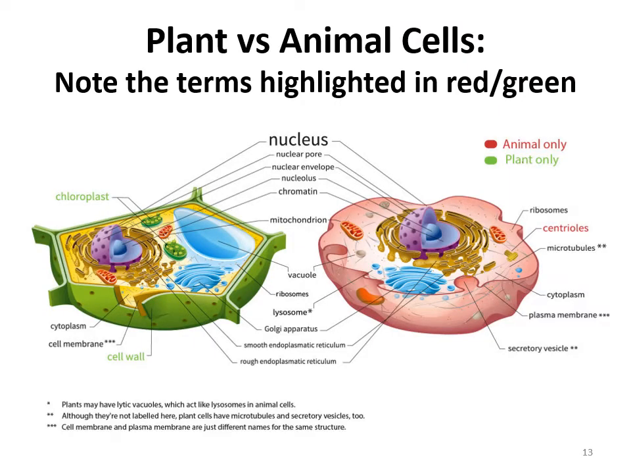Now, this slide here is to help you visualize some of the differences that we've been talking about between plants and animals, and they highlight in green versus red some of the differences that you'll encounter as we also go through the various organelles and structures that cells can have.